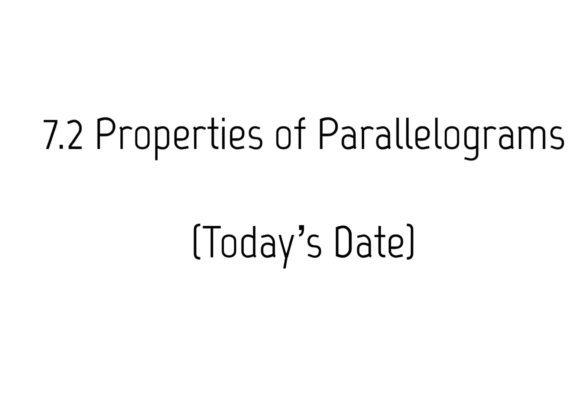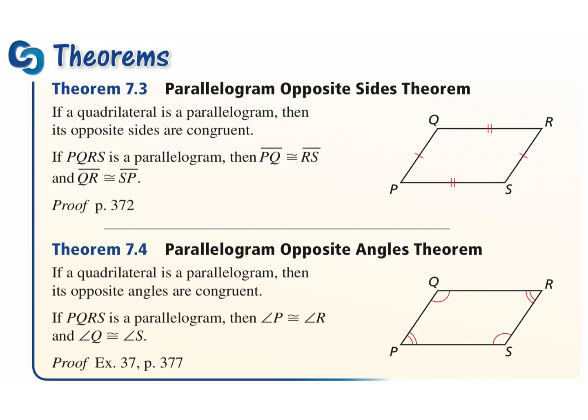All right, today, 7.2, properties of parallelograms. When you think about a parallelogram, it's basically a rectangle, but it's like it got pushed over. It's slanted. It's like the wind blew it over or something like that.